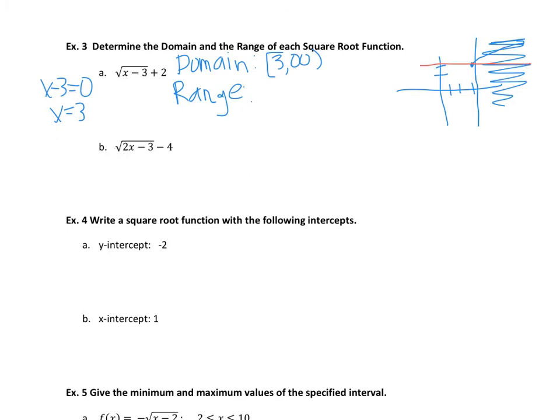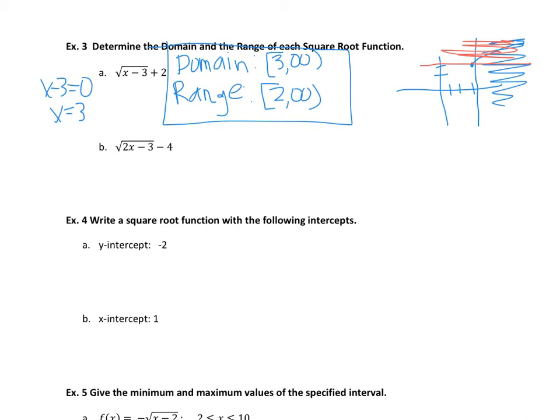Now, as far as range goes, you're looking at the y values, and so right here is where we start having y values, and then we have everything above that. So as far as my range goes, I have everything from 2 and up. And that's how you're going to determine your domain and range. You can use that transformation knowledge that you have to help you determine the domain and the range.